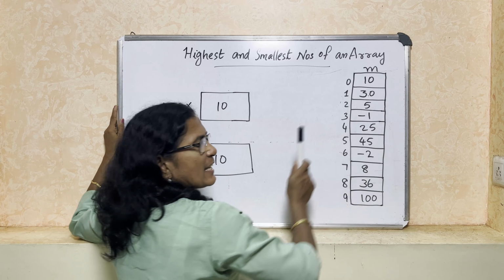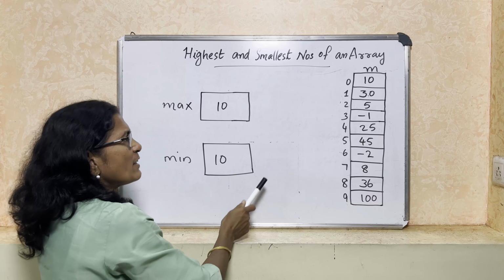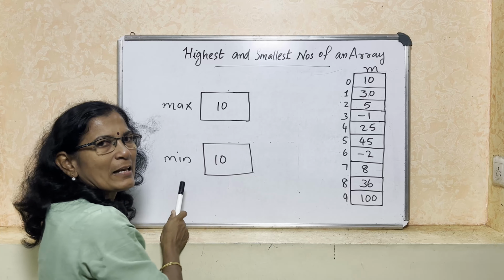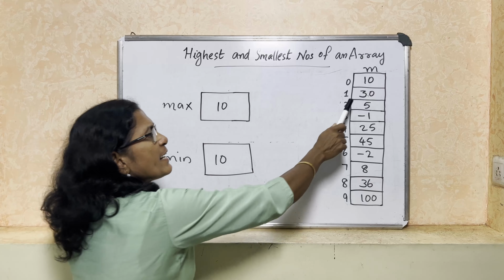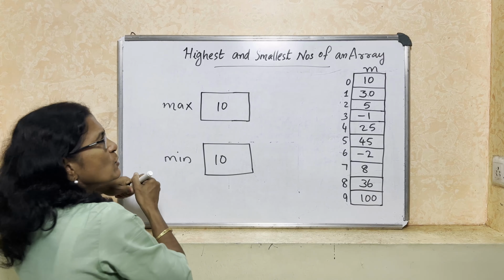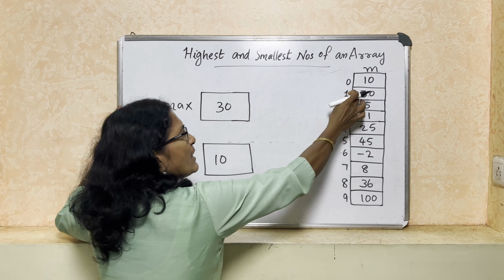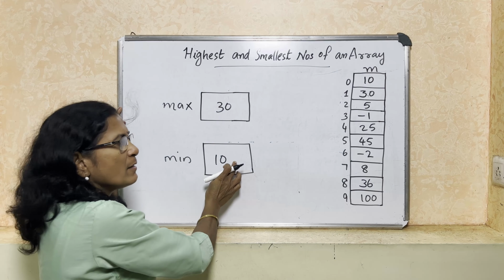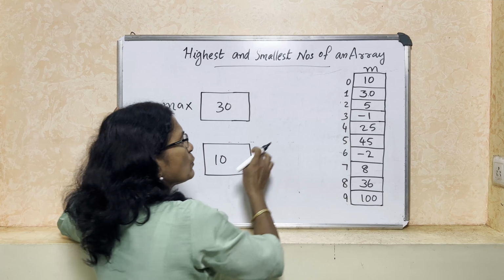Let's access the second element of the array. The second element of the array is 30. Check whether 30 is greater than the value in max. Yes, 30 is greater than the value in max. So assign that value to max. So change the value of max to 30. Check whether 30 is smaller than the value in min. No, it's not smaller than the value in min. So need not assign this value to min.